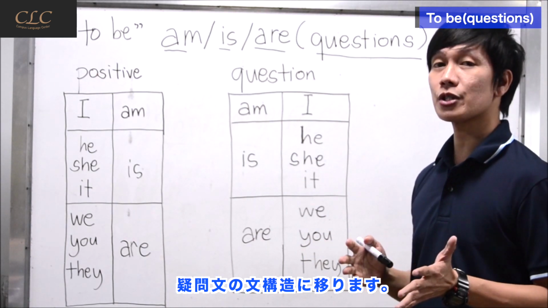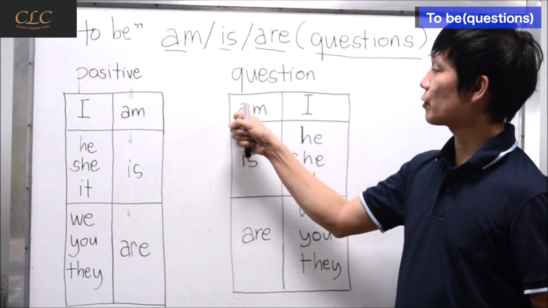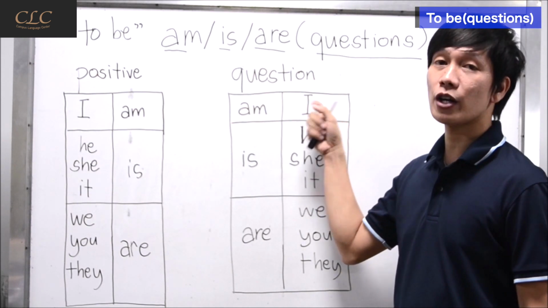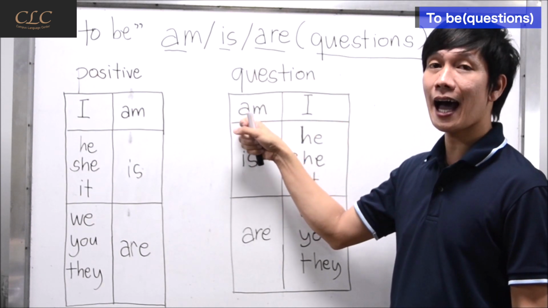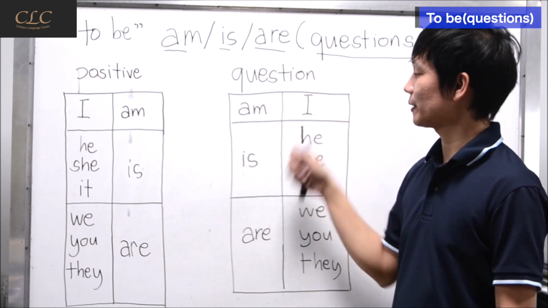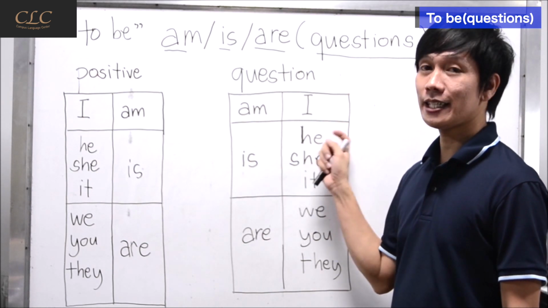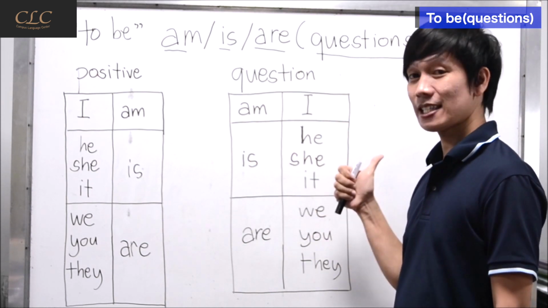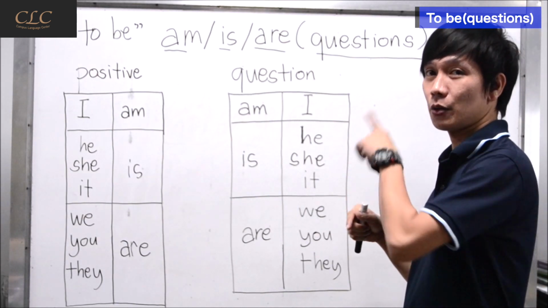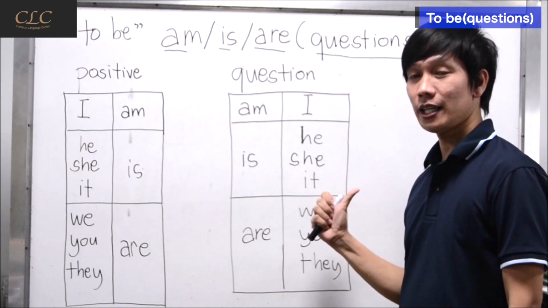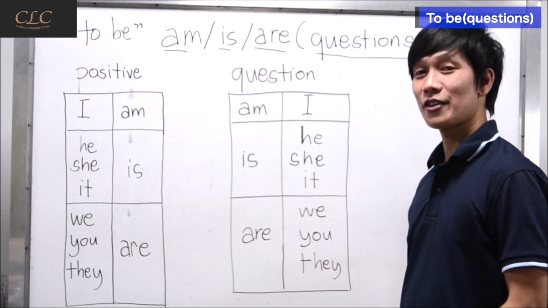Now let's proceed to the question structure. You have to start with the be verb. So if the subject is I, then you have to use am: Am I? And then is he, is she, is it, with a question mark right there. And are we, are you, are they.